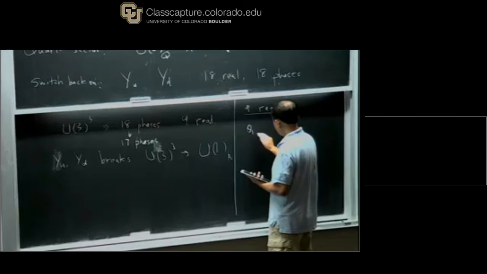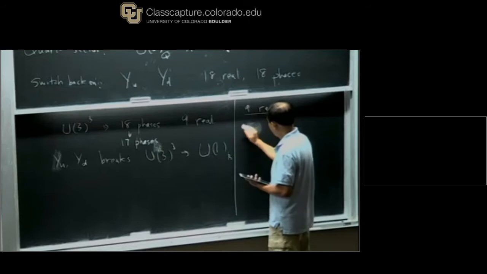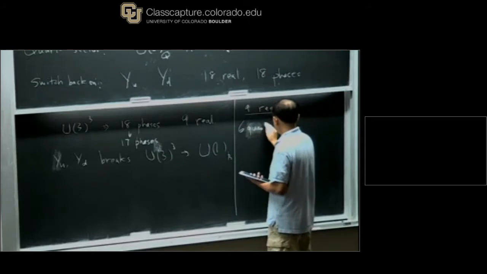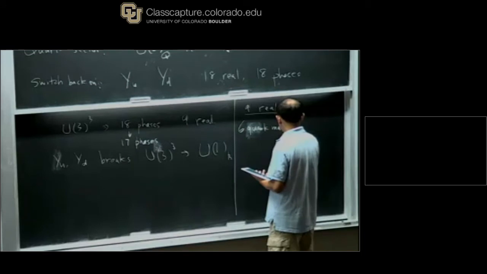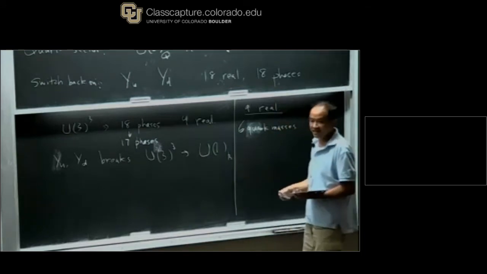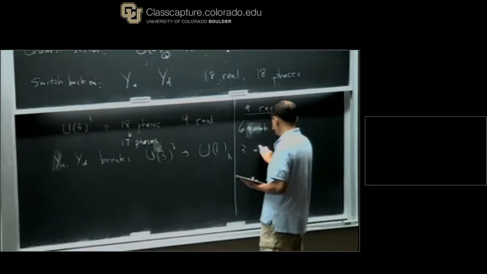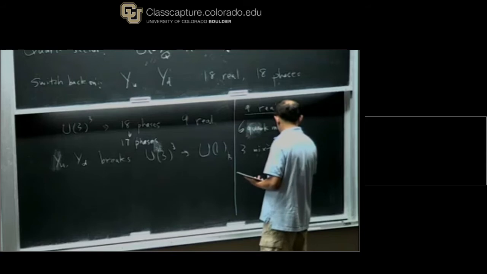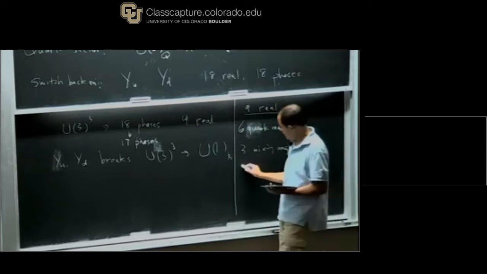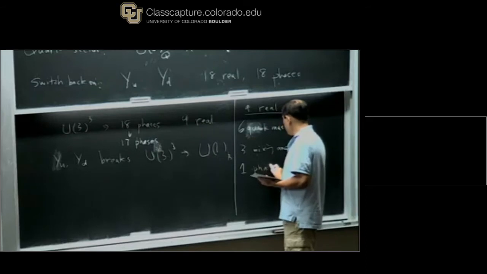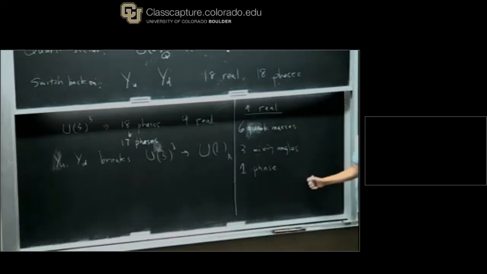These are the 6 quark masses, since there are 6 quarks. They all have mass, so there are 6 parameters, and there are 3 mixing angles. We'll talk about that. And there is 1 phase. So these are the physical flavor parameters in the quark sector of the standard model.